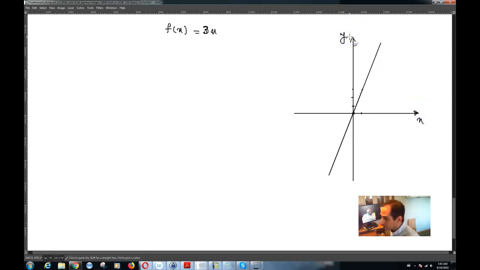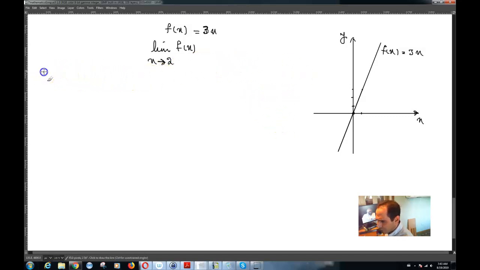Okay, so that is basically f of x is equal to 3x. Now what we want to do here is find the limit of this function. We want to find the limit of f of x as x tends to 2.